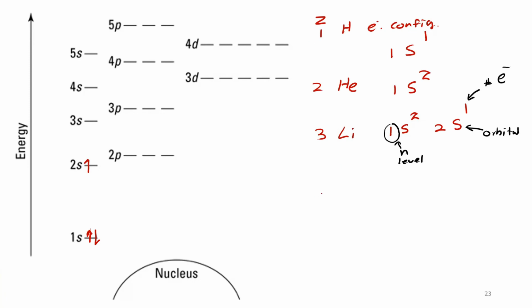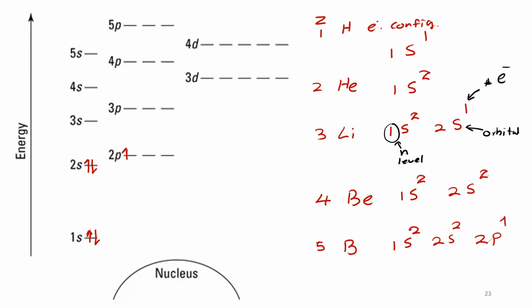Our next atom I'm going to look into is atomic number 4, which is beryllium. Beryllium has another electron. That electron is also going to pair up like that. So the beryllium electron configuration is 1s2, 2s2. And atomic number 5, which is boron. We can put the next electron in the next available lowest energy orbital. Now we have 1s2, 2s2, and we have a 2p1.